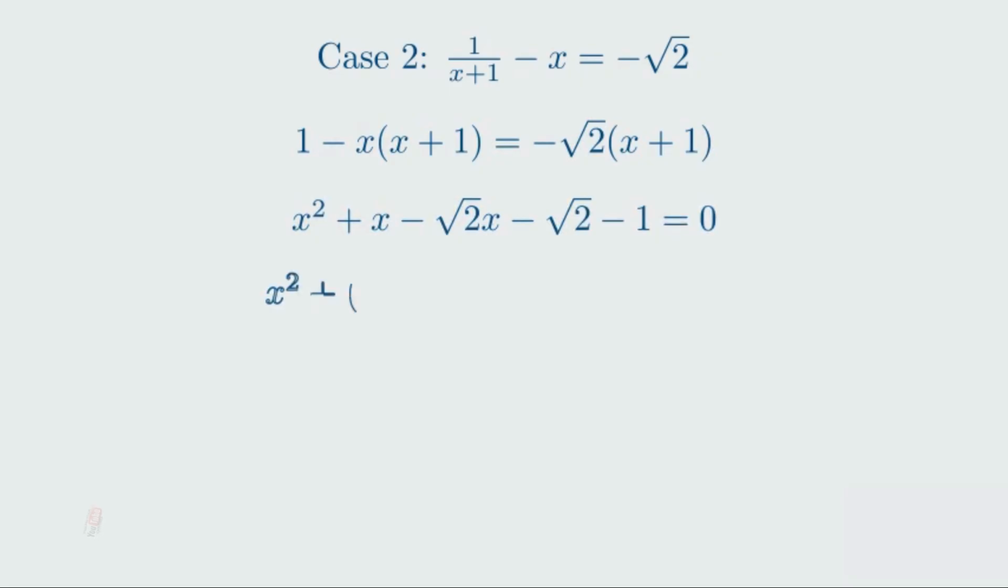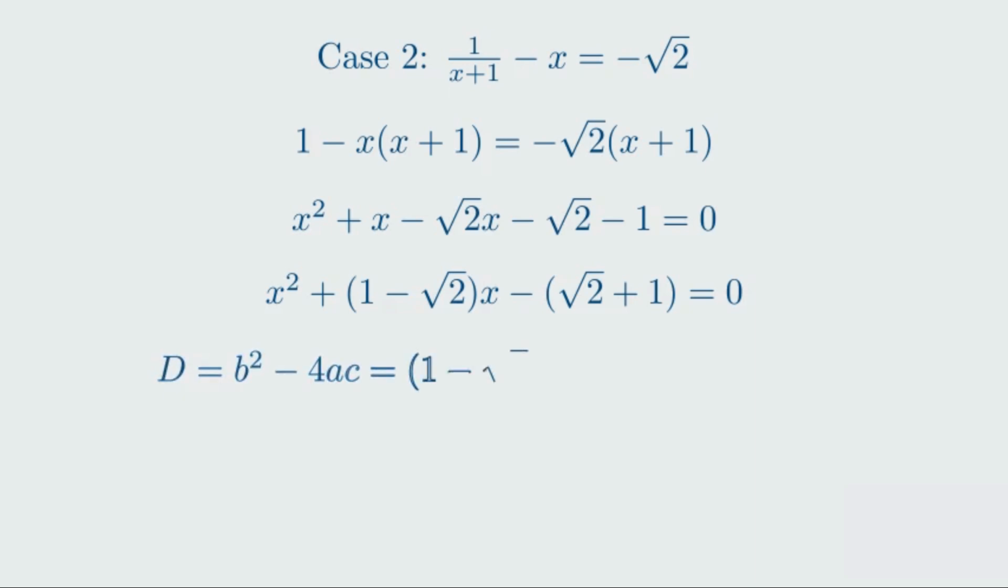Factoring out x, we get x squared plus (1 minus the square root of 2) times x minus (the square root of 2 plus 1) equals 0. Again, we use the quadratic formula. Here a is 1, b is 1 minus the square root of 2, and c is negative 1 minus the square root of 2. Let's calculate the discriminant.